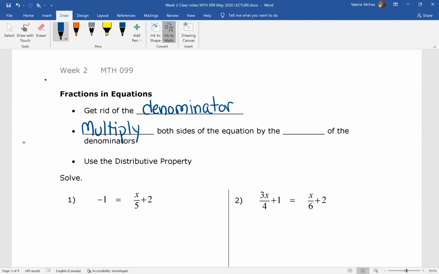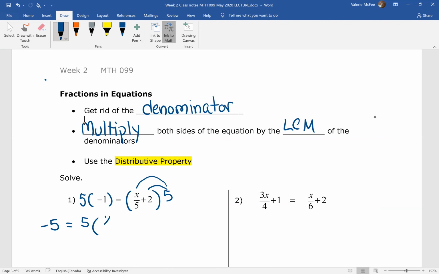We can do that by multiplying both sides of the equation by the lowest common multiple of the denominators. And when we're doing that, because we're multiplying both sides, we have to remember that we're using the distributive property. So if I look at question 1 here, I only have one denominator. It's a 5. So that means that the lowest common multiple of the denominators is just 5. On the right side, I'm going to have to use the distributive property. On the left side, I just have 5 times -1.